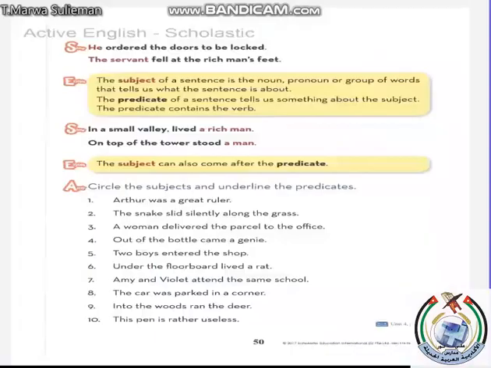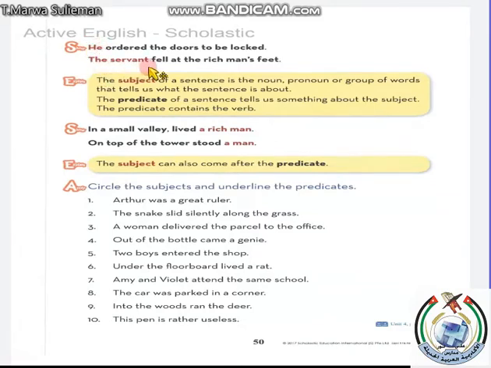Let's go to the course book, page 50. He ordered the doors to be locked. He is a pronoun. He is the subject.